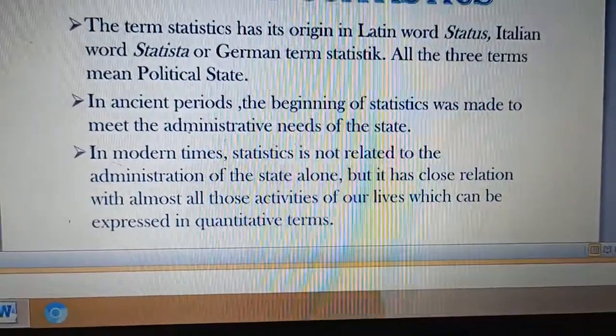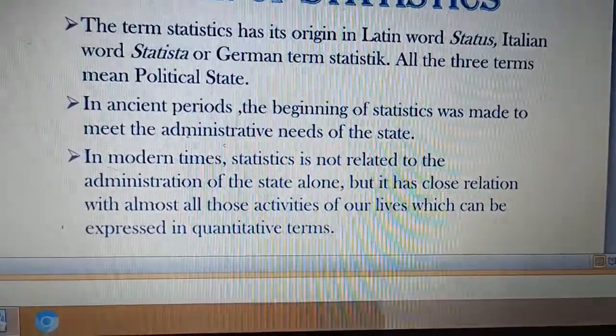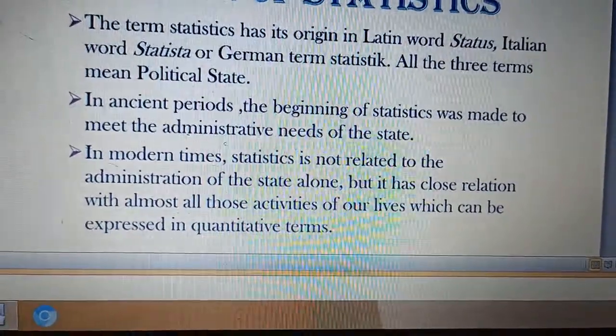In ancient periods, the beginning of statistics was made to meet the administrative needs of the state.